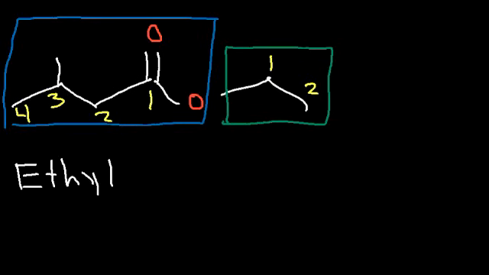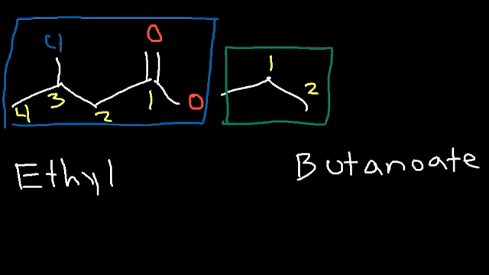The longest chain for the part that has the 2 oxygen atoms has 4 carbons, so instead of saying butane, it's going to be butanoate. And we have a methyl on carbon 3. So we're going to say it's 3-methyl butanoate. So the whole name is ethyl 3-methyl butanoate.